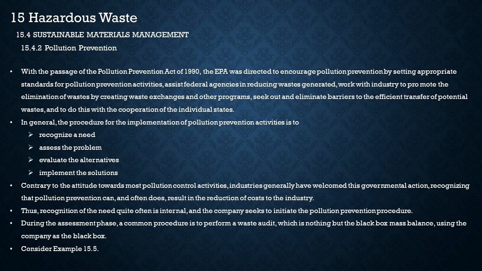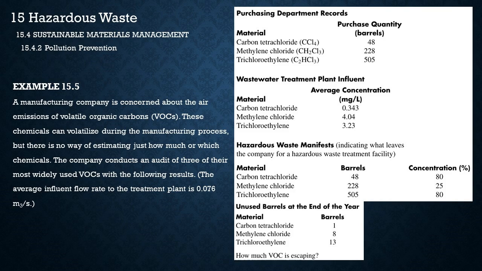During the assessment phase, a common procedure is to perform a waste audit, which is nothing but the black box mass balance, using the company as the black box. Consider example 15.5. Example 15.5. A manufacturing company is concerned about the air emissions of volatile organic carbons.